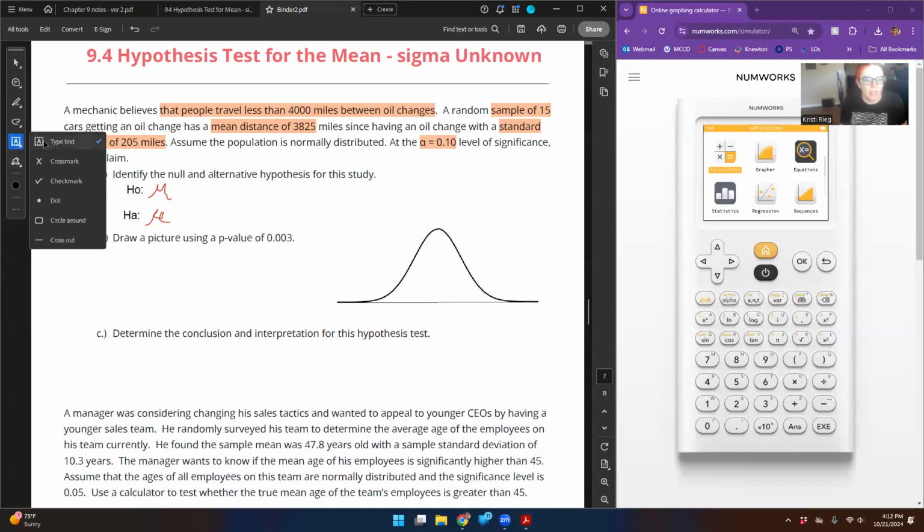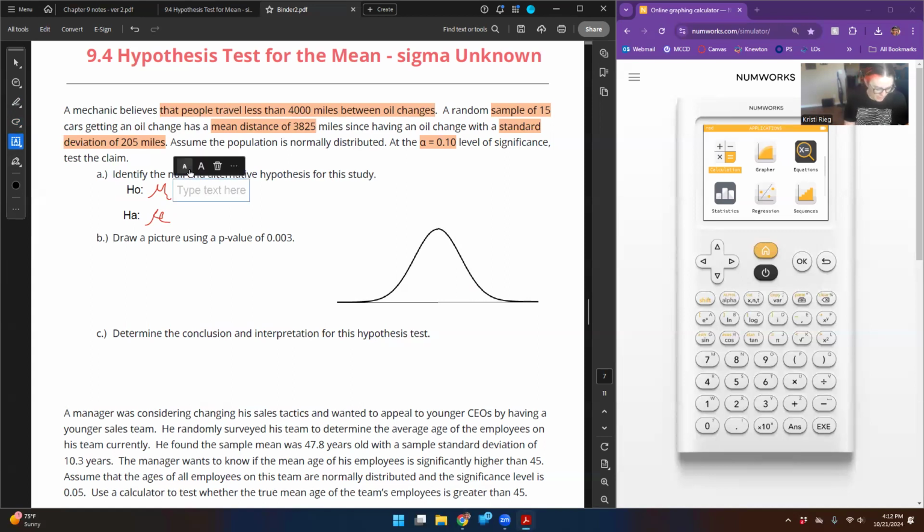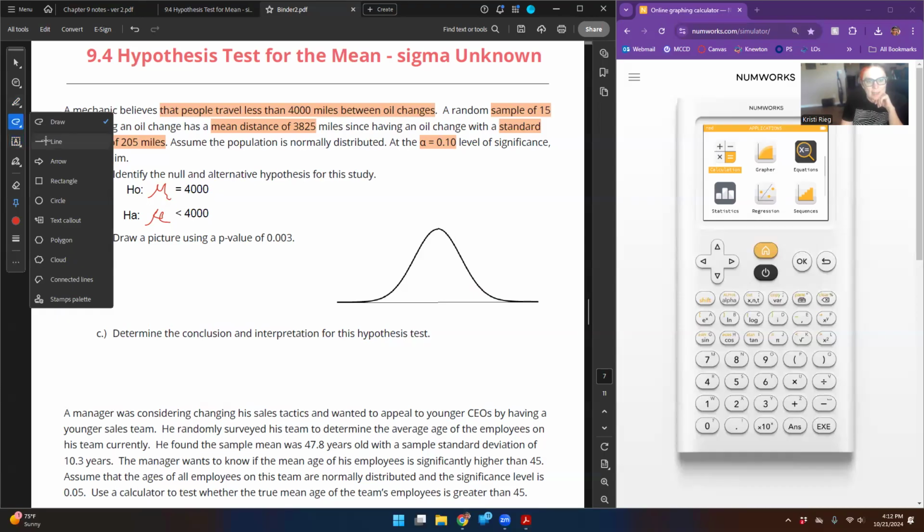And this one says less than 4,000. And the alternative is always the inequality. The top one is equal to. Remember inequality, I said these, but it also means not equal. That is also an inequality. The only equality is equal, and that's for the null. Okay, so we're doing less than.